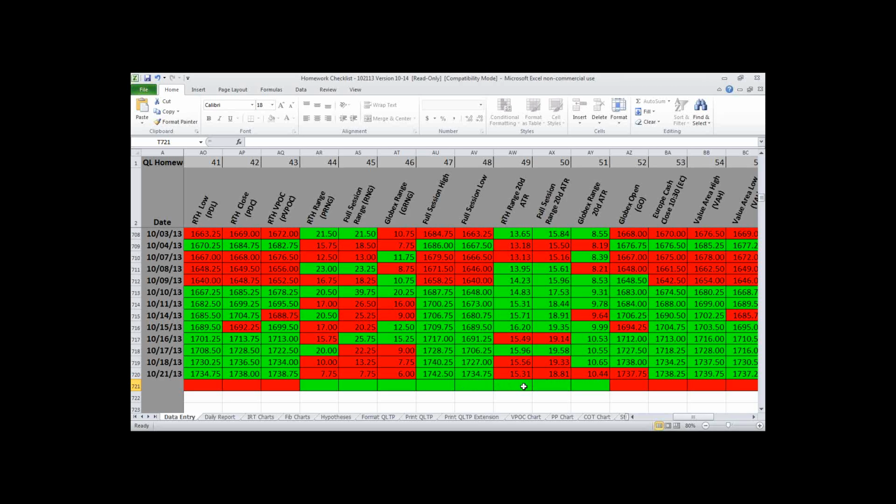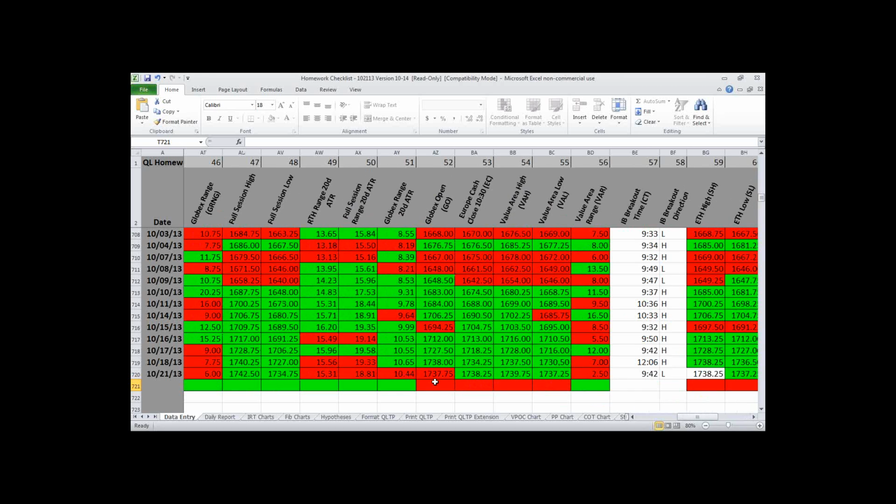Our 20-day ATRs are running just over 15.25 for RTH, just under 19 for full session, and just over 10.25 for the Globex. Last night we opened the Globex at 1737.75. Yesterday's European cash close, the 1030 number, Central, was 1738.25 again. These numbers are all trending very strong right now. And again, we had a higher value area high at 1739.75.